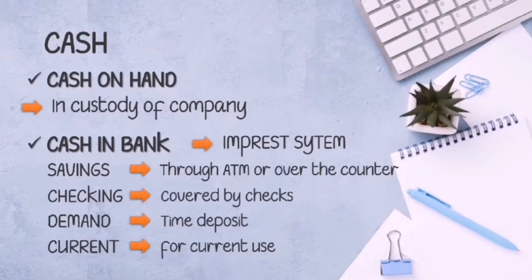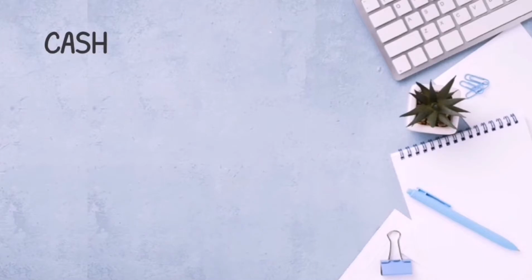So since kailangan ng check, a checking account is needed. So bakit ginagawa to sa Imprest system? In order to monitor yung flow of money sa business para alam kung ano yung papasok na pera and magkano yung lalabas na pera. So last type under the cash is the cash funds.